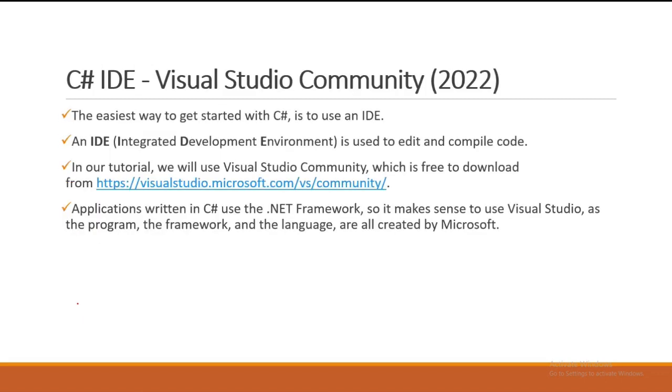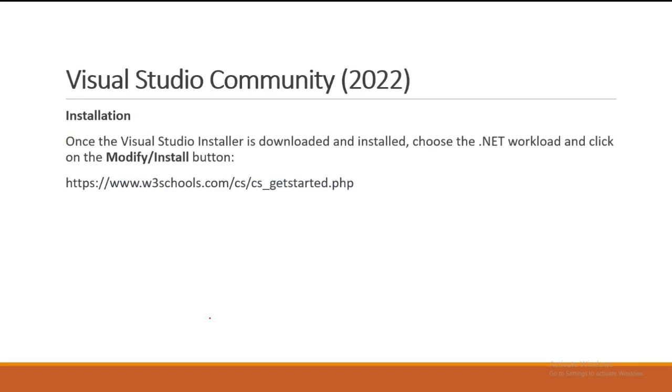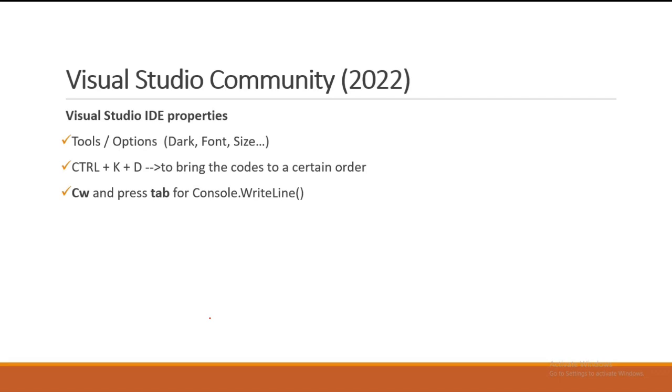Visual Studio Community is what we are going to use, and today you already installed it. It's very easy to use, and it is an integrated development environment used to edit and compile code. You can get more information if you need it. I already shared some links, and you can also find it on YouTube, Google, or the internet. And about the installation that we discussed, you can change the options under Tools, Options, such as dark theme or font size, or any other things.